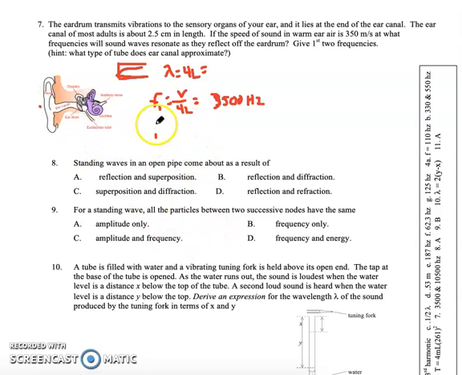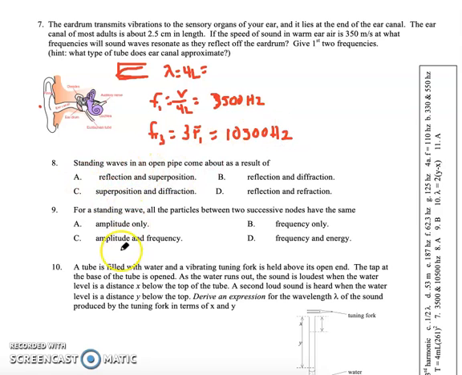Okay, so the next harmonic is not the second harmonic, because there are no even harmonics in a closed pipe. It's the third harmonic. So f3 is equal to 3 times f1, so that's just thrice this, or about 10,500 hertz.